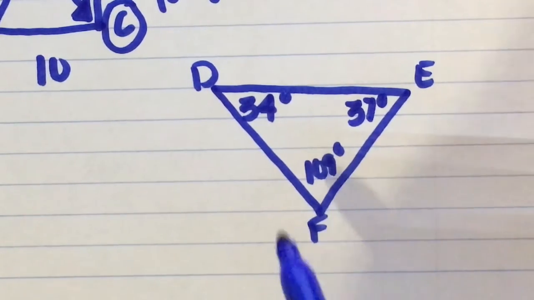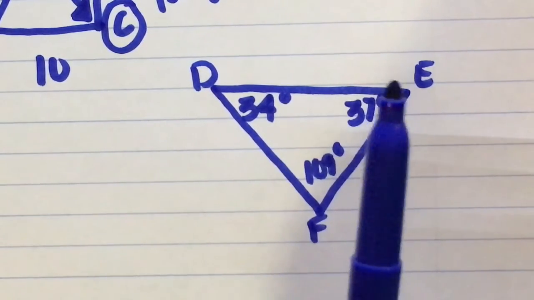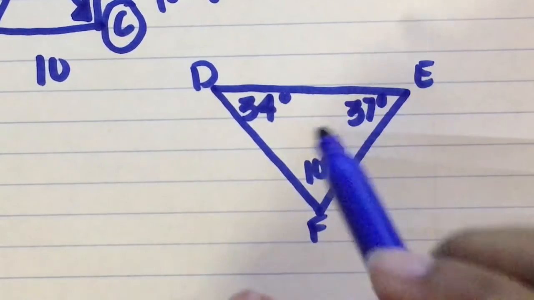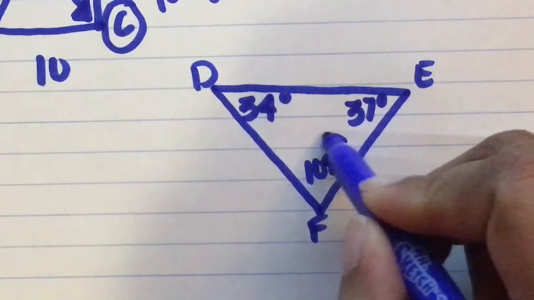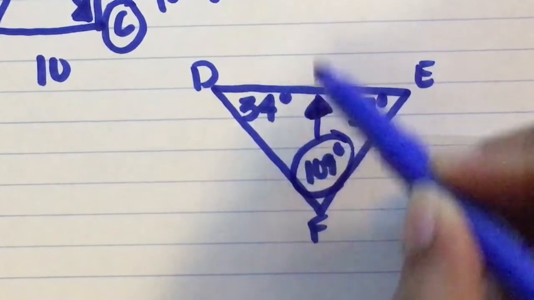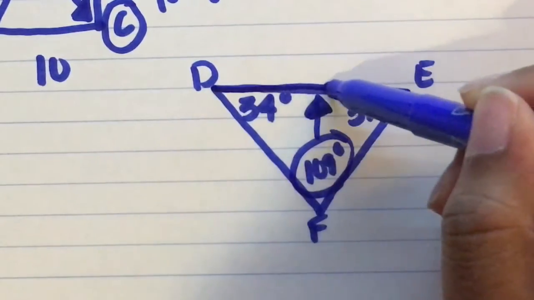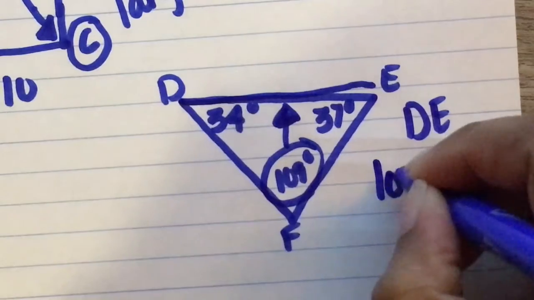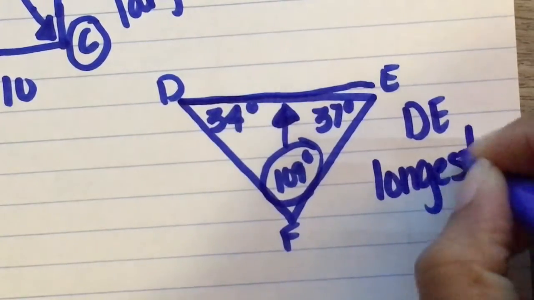All right, so now, what side is the longest? Well, your longest side is across from your largest angle. My largest angle is angle F with 109 degrees, so it's going to be opposite from side DE. So DE is the longest side.